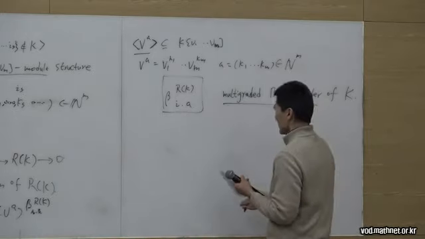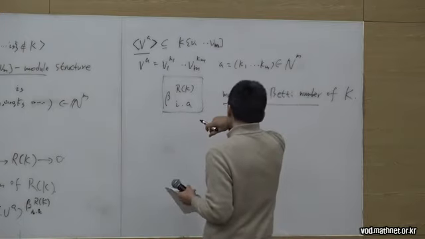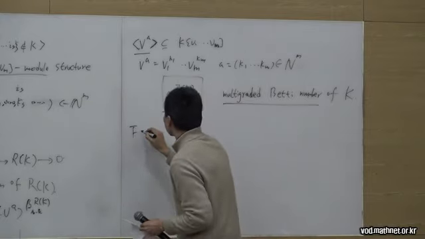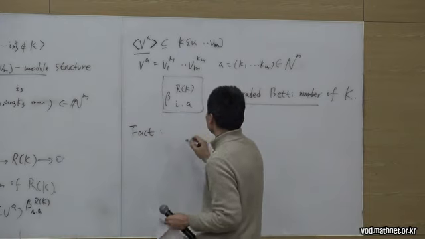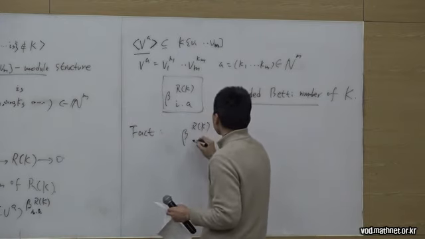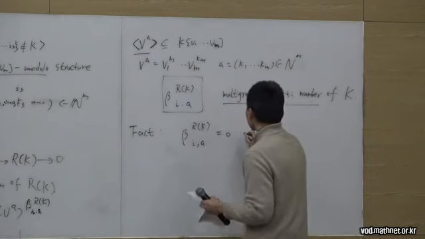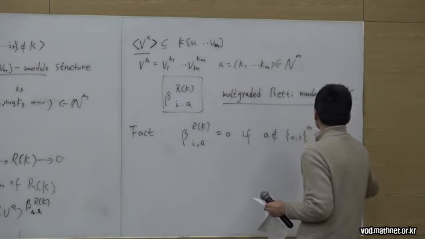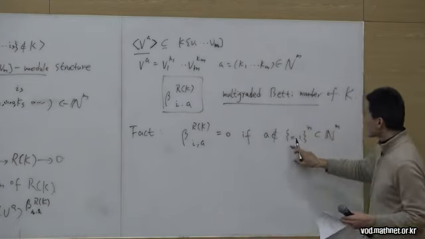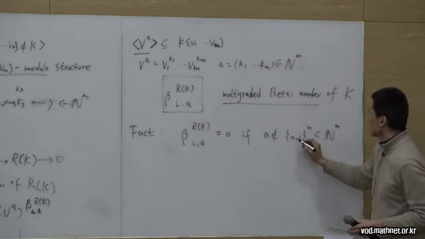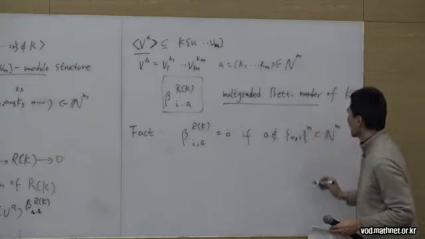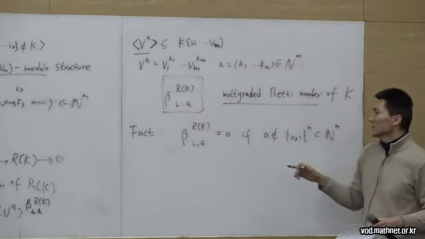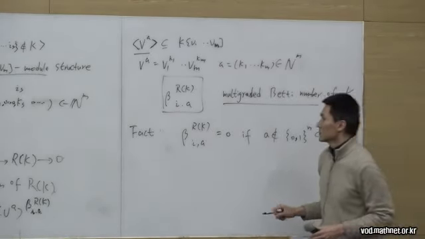So this is multigraded Betti number. And the fact is that when you compute this, the multigraded Betti number is zero if A is not in this set, which is the Cartesian product of m copies of {0,1}. It means if some coordinate of A is not 0 or 1, then it vanishes. So this is a fact.